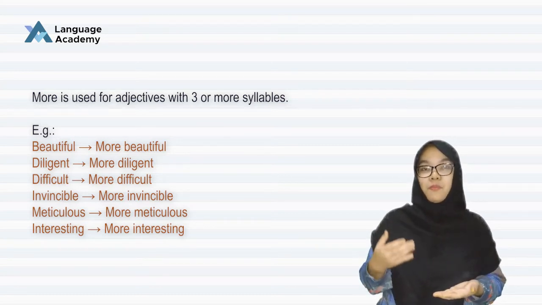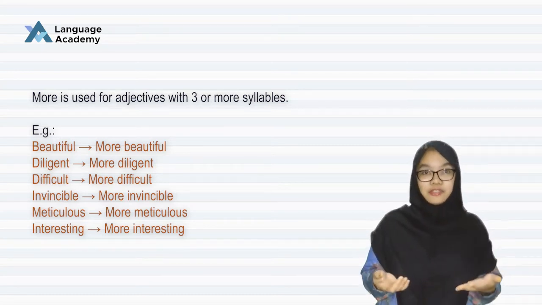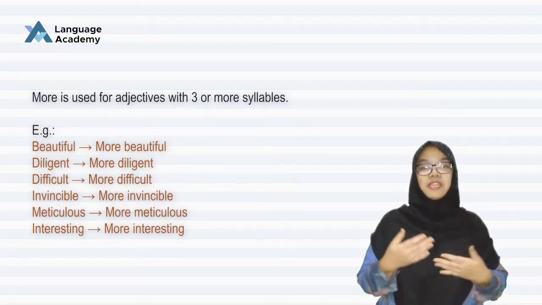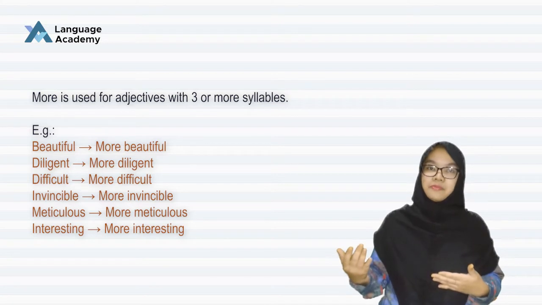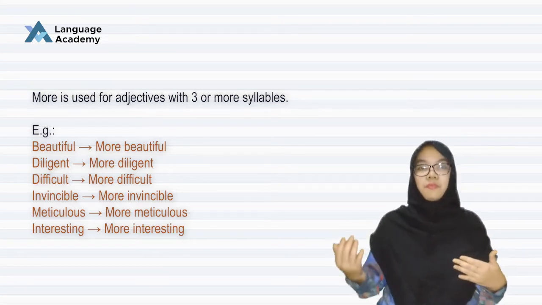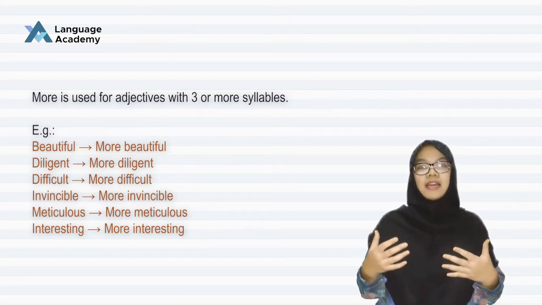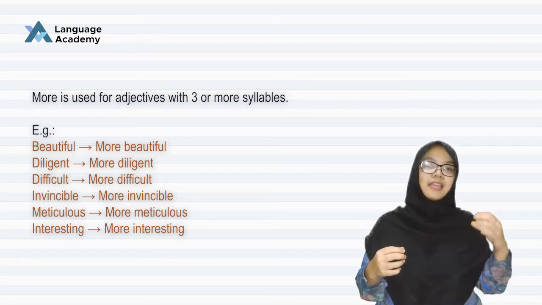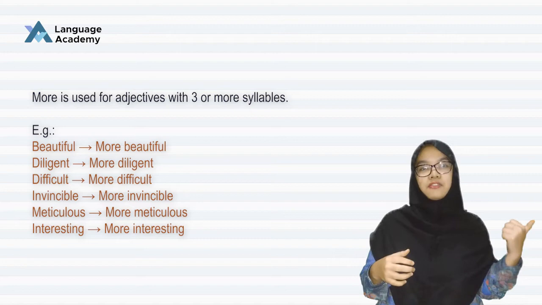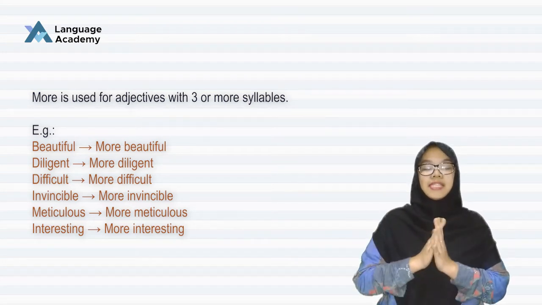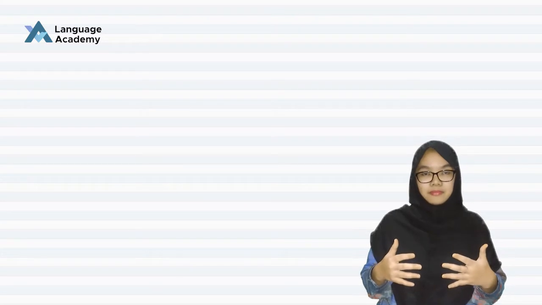Diligent becomes more diligent. Difficult becomes more difficult. Invincible becomes more invincible. Meticulous becomes more meticulous. Jadi yang teman-teman tambahkan adalah bukan akhiran seperti sebelumnya di grup sebelumnya, tapi teman-teman tambahkan more di depannya. Okay, let's take a look at some examples.